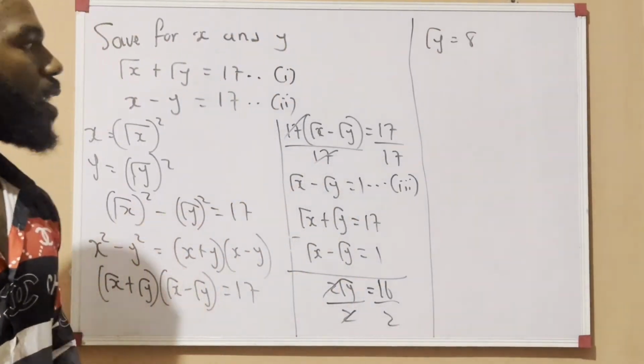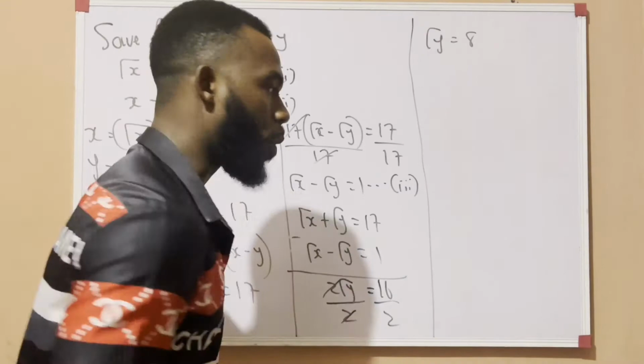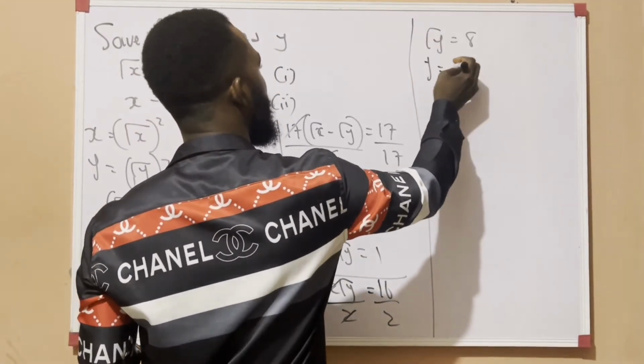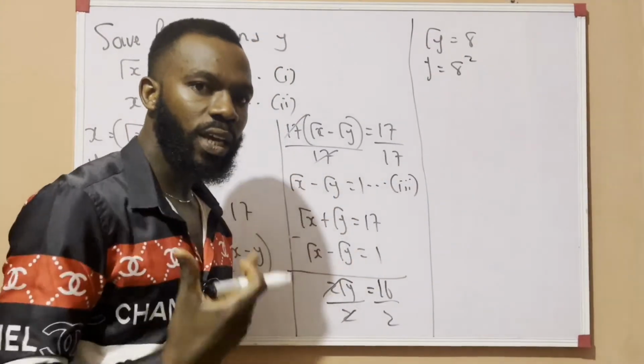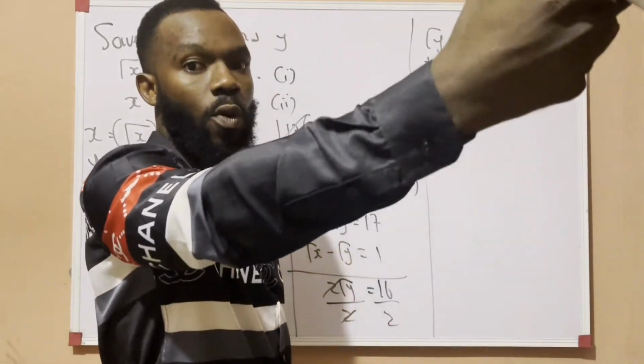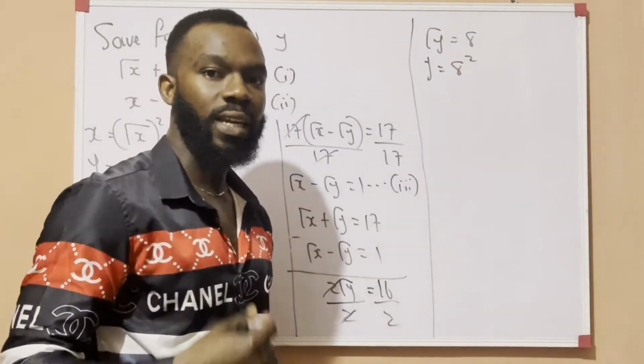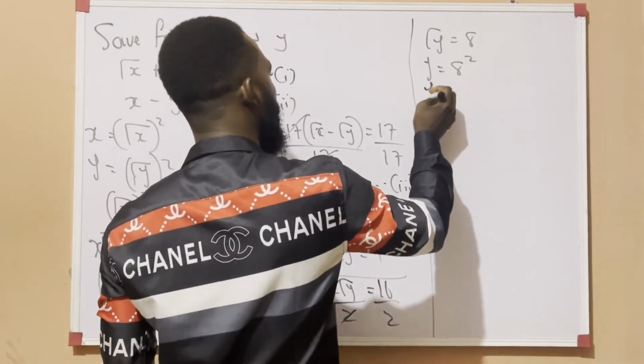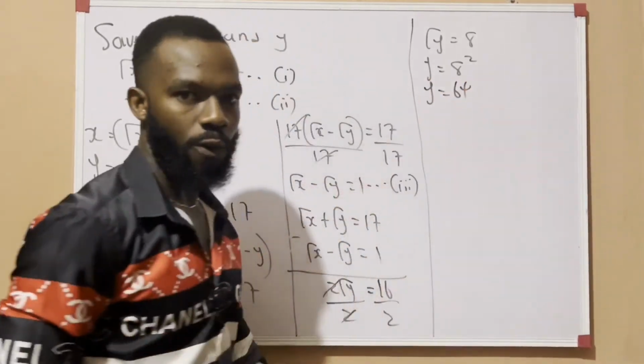Are you with me? Now, for us to get the value of y, y becomes 8 raised to the power 2. When a square root crosses an equality sign, it becomes a square. So 8 raised to the power 2 means 8 times 8. Therefore, y is equal to 64.